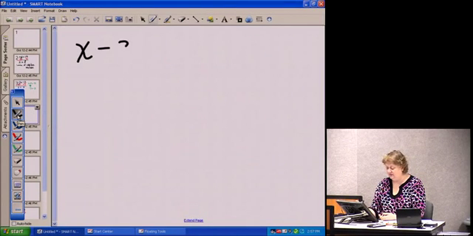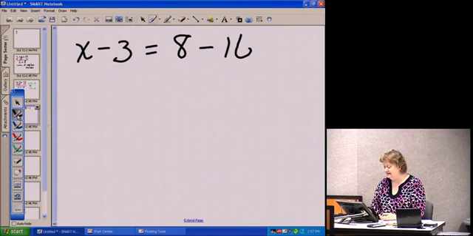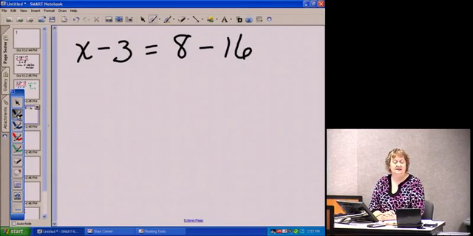X minus 3 equals 8 minus 16. Notice this one involves something that we need to do first, which is to simplify. Now I'm only doing the simple one-step equations here. There will be some in your homework that may be more complicated ones. But the first step would be to simplify both sides by adding any like terms. Any x's need to be added to other x's. Any variables need to be added to other variables. In this case, the numbers need to be added together.